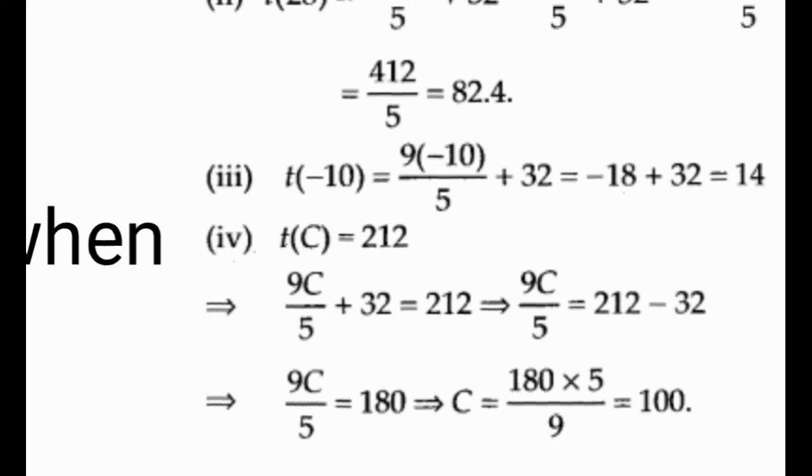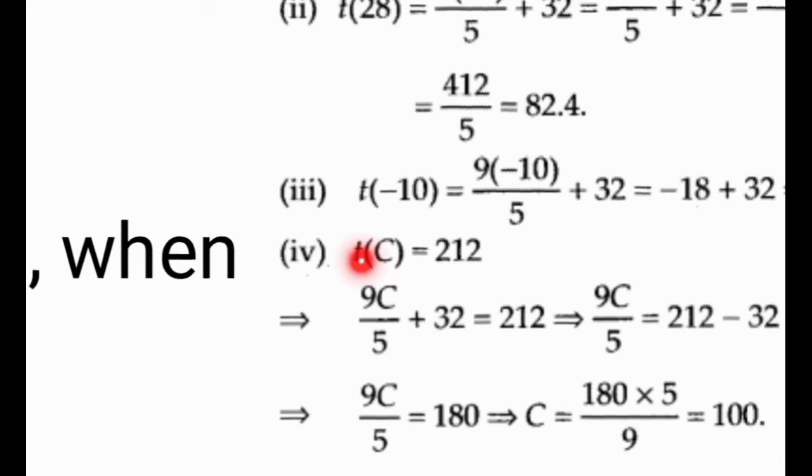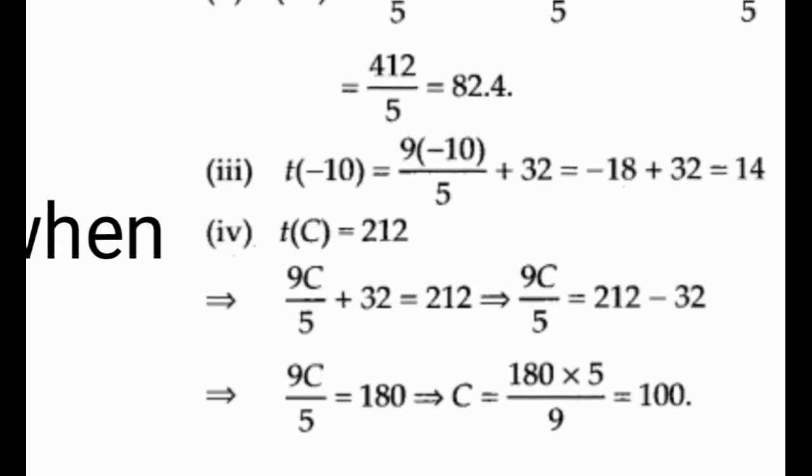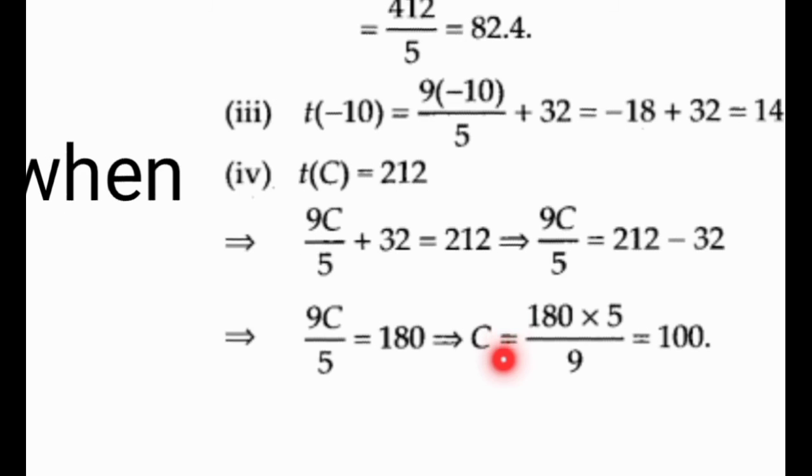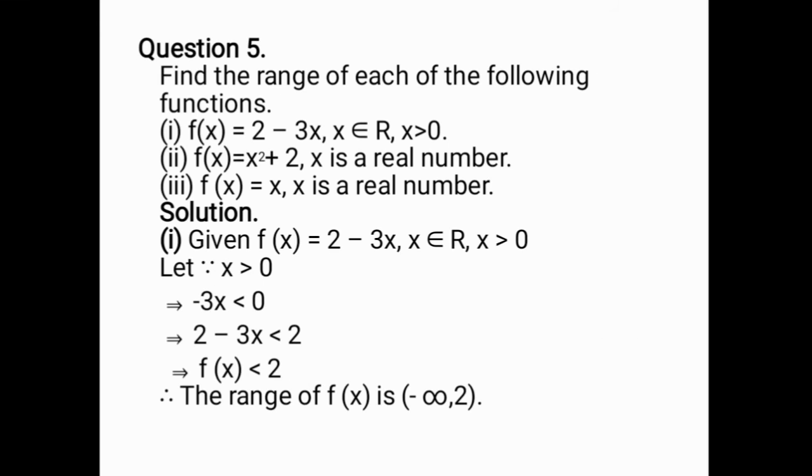Like that, T of minus 10. Replace C by minus 10, we get the answer 14. Now T of C equal to 212 is something different. The final answer is given, and now you have to find the value of C. So 9C by 5 plus 32 equals 212. Solving this equation, we find C equal to 100. That's all.